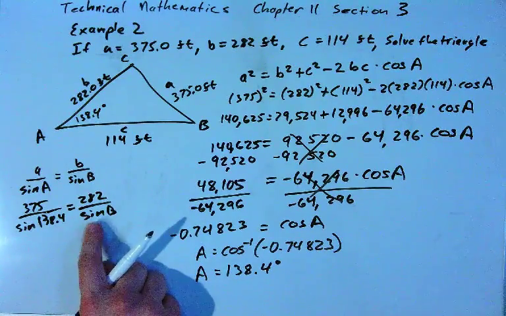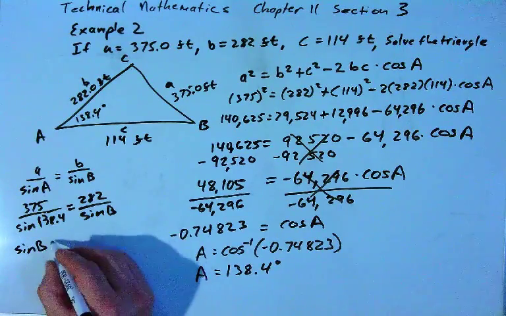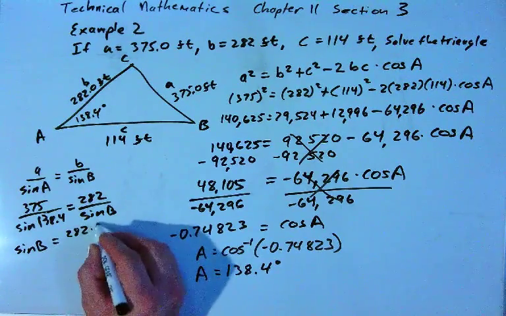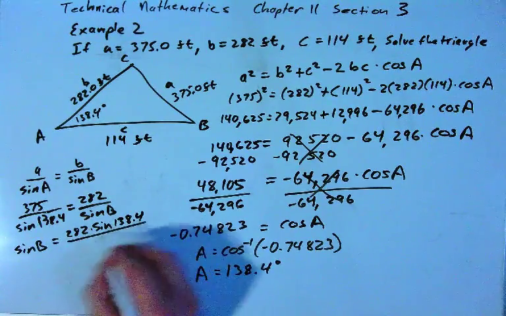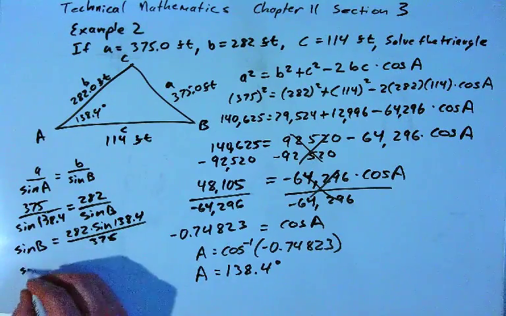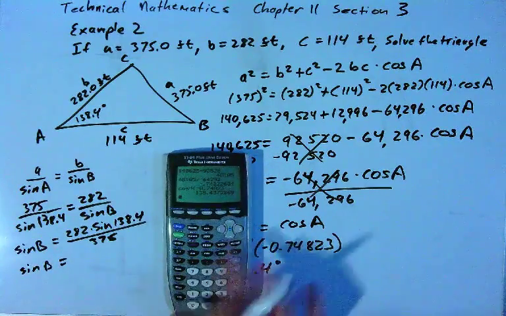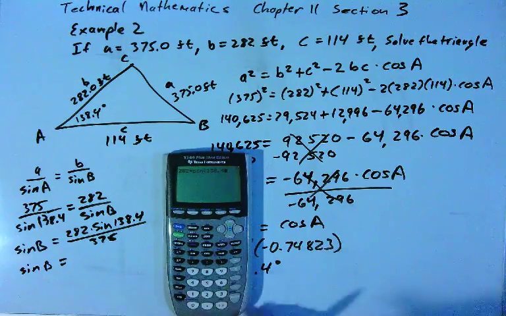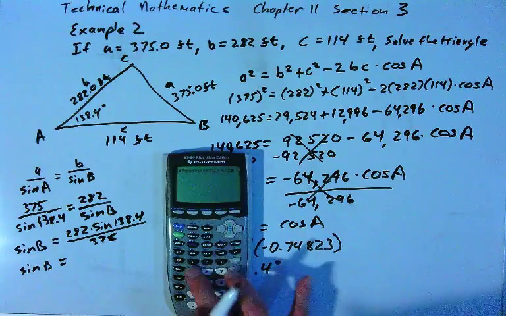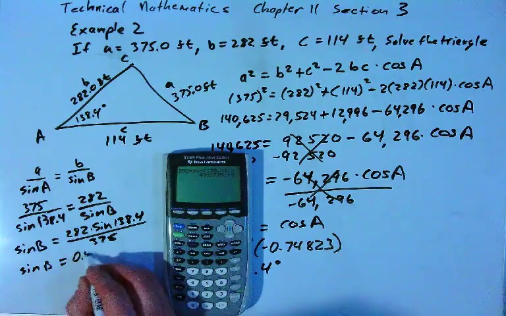Again, I want to cross multiply and divide these to solve for B. So, well, for sine B at least for now. Sine B will equal 282 times the sine of 138.4 divided by 375. And so the sine of B will equal, we have 282 times the sine of 138.4, close parentheses, divided by 375, and we get 0.49927.